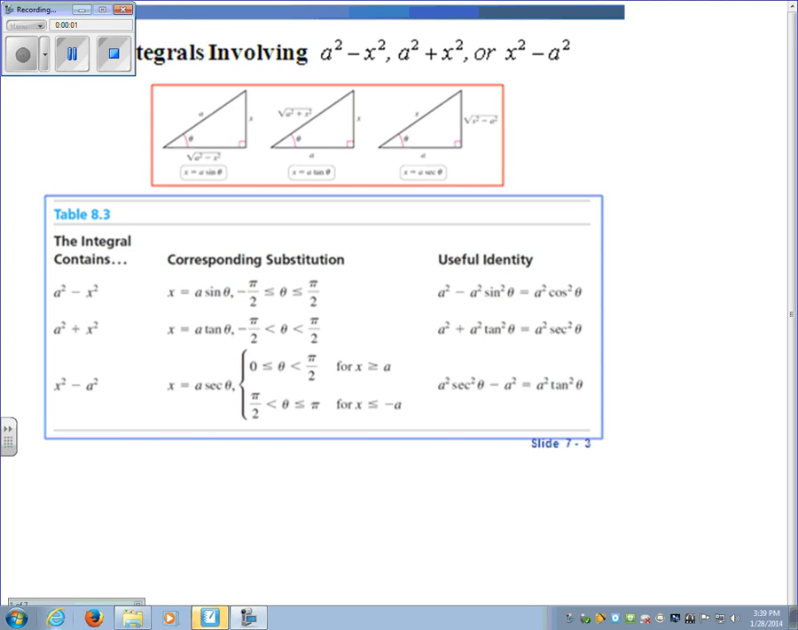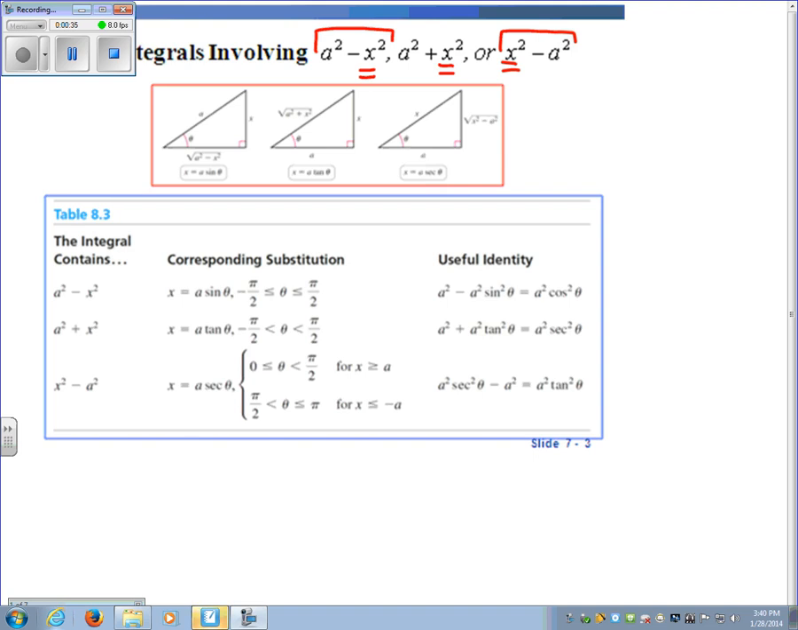Okay, now we're going to look at a specific kind of integration that involves expressions of the form a squared minus x squared, a squared plus x squared, or x squared minus a squared. Now I use the x here, but pay real close attention to where the variable falls in these expressions. So we distinguish between a squared minus x squared, where the variable is after the minus sign, and x squared minus a squared, where the variable's positive. So it makes a big difference on which of those two forms it is.